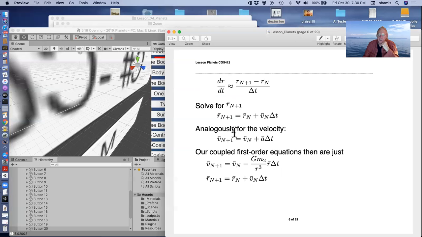And I can rearrange this so that I end up with a recursion relationship where I'm given r at the next step in terms of r and v at the current step and delta t. And analogously for the velocity, we have v at the n plus 1th step is v at the nth step plus that acceleration F over m times delta t. So we have our coupled first order equations. And remember, these are vector equations, so we actually have an x, y, and z component of each of these.